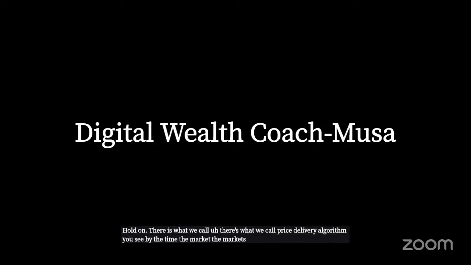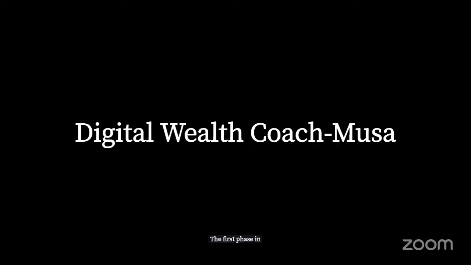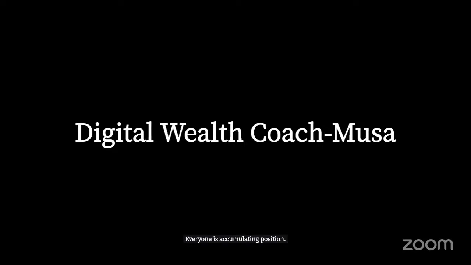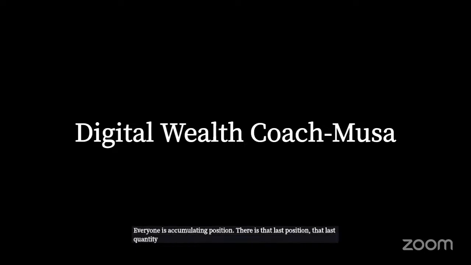Okay. There is what we call price delivery algorithm. You see, by the time a price moves in a certain direction, people begin by accumulating position. That's why we call the first phase in market and price delivery algorithm the accumulation phase. Everyone is accumulating position. There is that last quantity of the coin that will be bought that is going to trigger a movement in a particular direction.